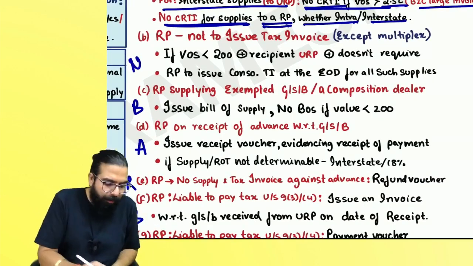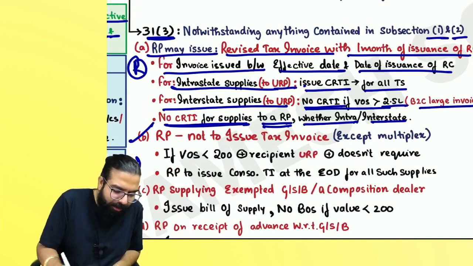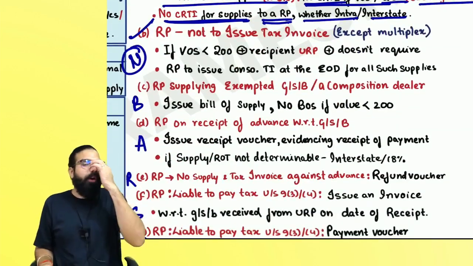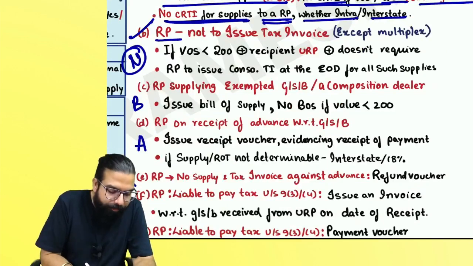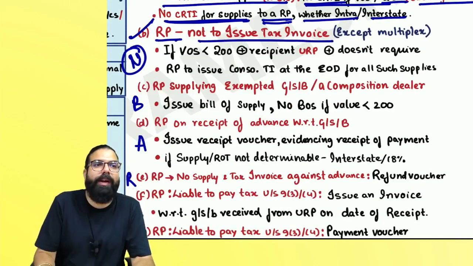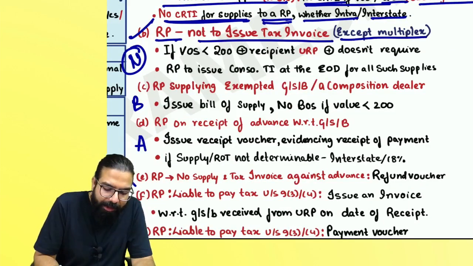Consolidation is not possible. Revised tax invoice. N means no tax invoice. Always remember one thing, no tax invoice: a registered person is not to issue a tax invoice except in case of multiplex.